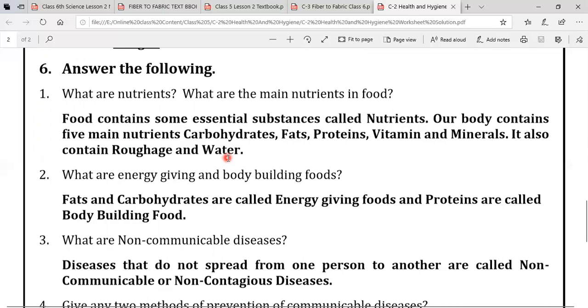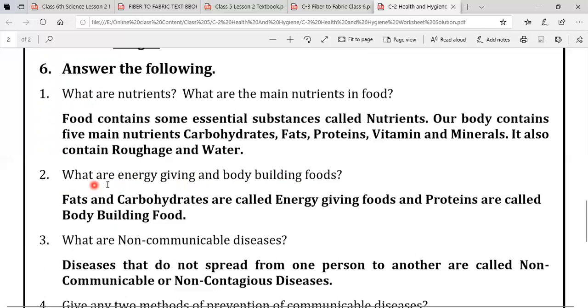Whereas roughage and water, even though they will not provide nutritious substance to your body, help with digestion. Roughage will remove the undigested food and water will remove waste from your body, like sweat. Correct? Yes.